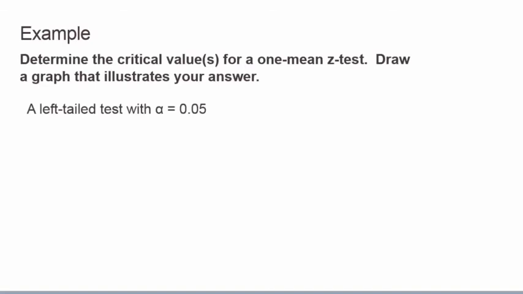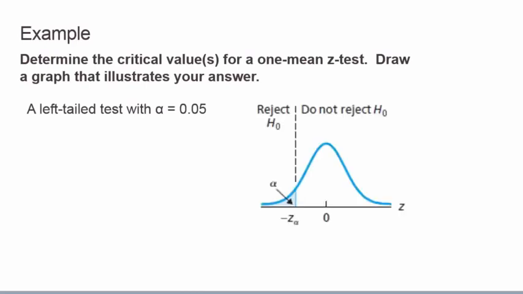Example: determine the critical value or values for a one-mean z-test. Draw a graph that illustrates your answer. A left-tailed test with alpha equals 0.05. First, we want to draw a normal distribution that is shaded to the left. We would have negative z sub alpha as our critical value, and alpha would be shaded to the left. The rejection region would be to the left of negative z sub alpha, and do not reject would be to the right.